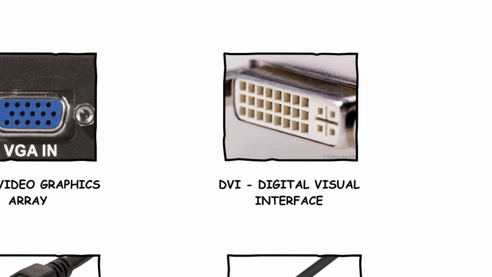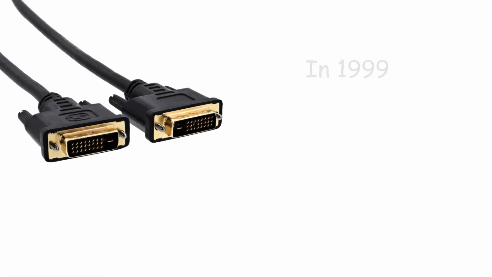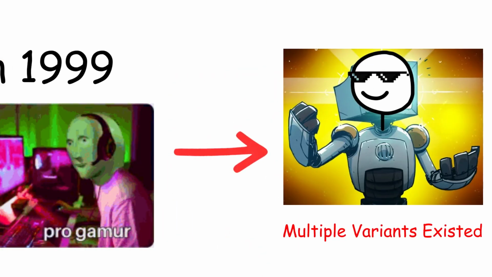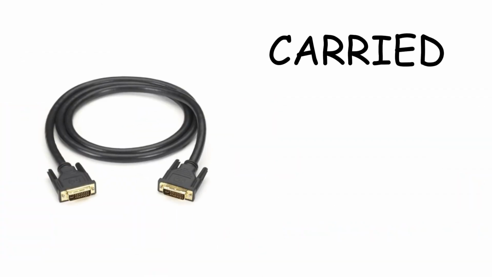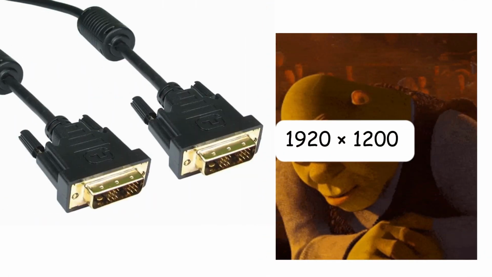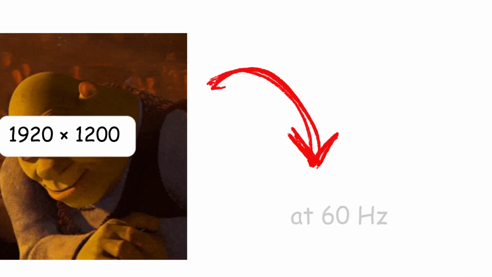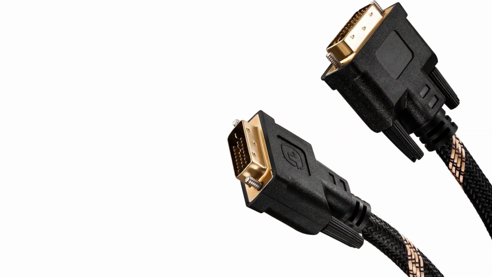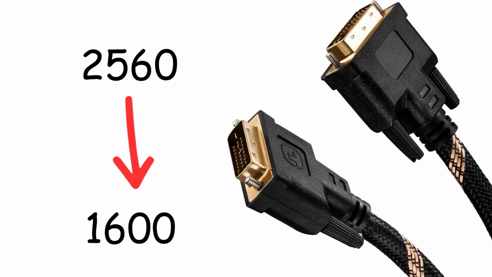DVI, Digital Visual Interface. DVI launched in 1999 as the first widespread digital video connection. Multiple variants existed. DVI-D carried only digital signals. DVI-A carried only analog signals, and DVI-I carried both. The single-link version supported 1920 by 1200 at 60 Hz, while dual-link supported 2560 by 1600.